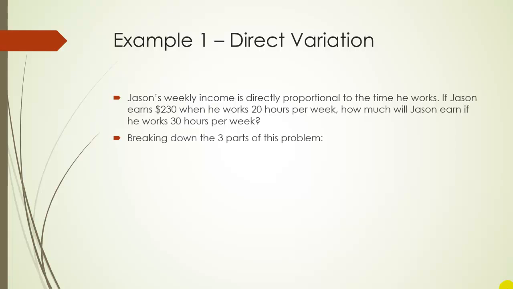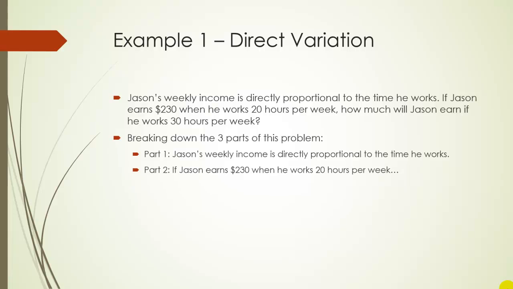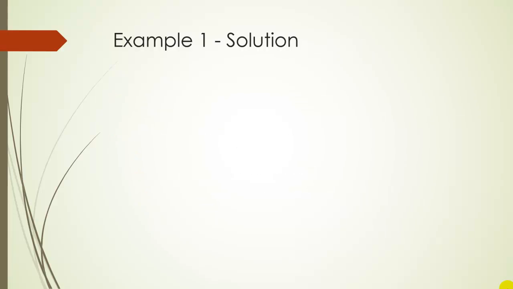So the first sentence is actually the first part, and that's usually the way it works. So Jason's weekly income is directly proportional to the time he works. We're going to use that to solve the first part. The first half of the second sentence, if Jason earns $230 when he works 20 hours per week, is going to give us the information to help us set up a specific equation we can use. And then the last part of the sentence, how much will he earn if he works 30 hours per week, that's the actual question we want to solve. So that will help us to work on our third part. So let's break it down.